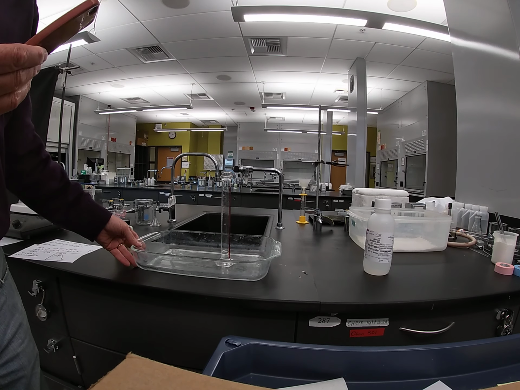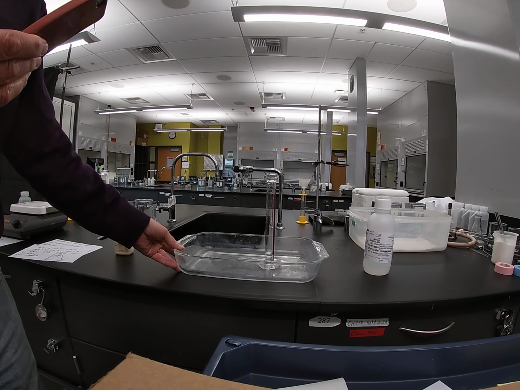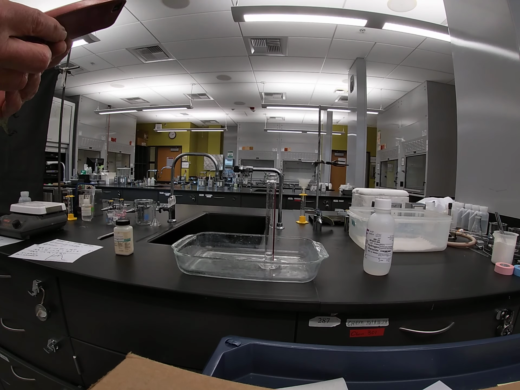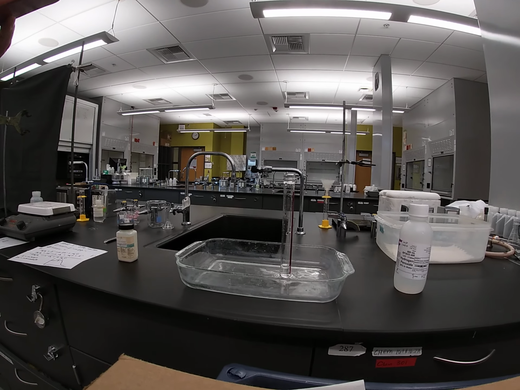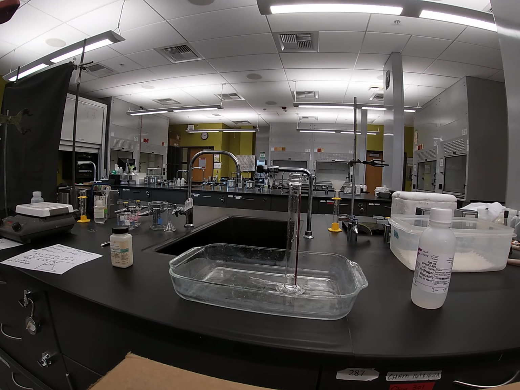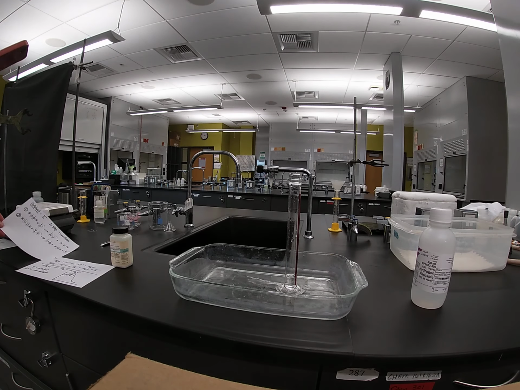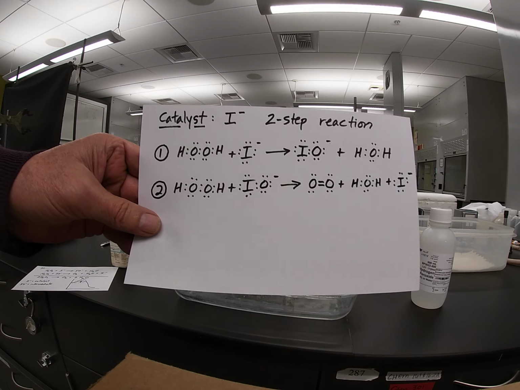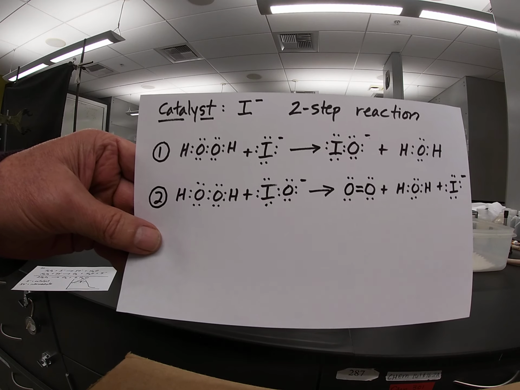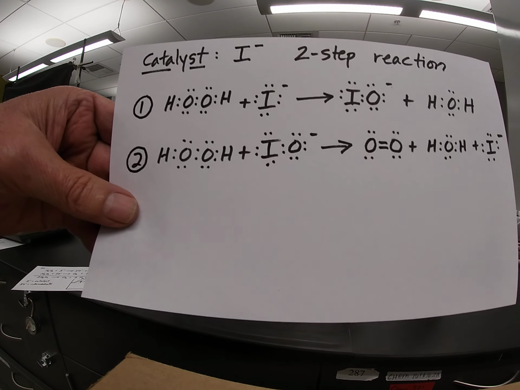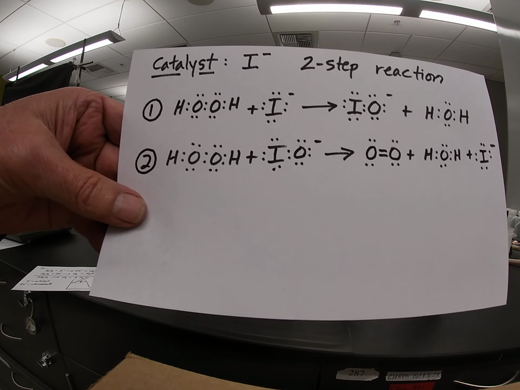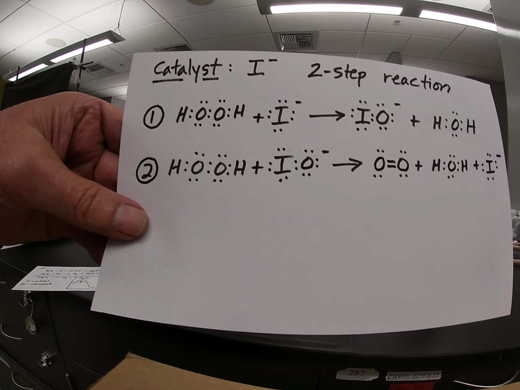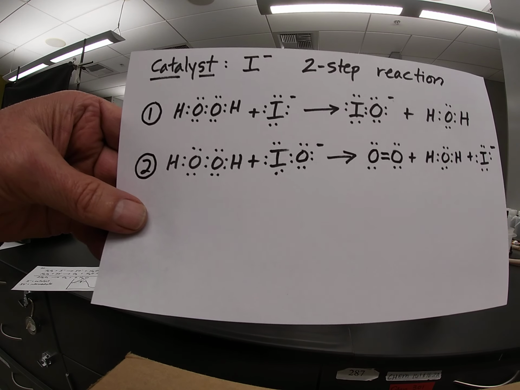I'm moving the reaction vessel into a containment vessel in anticipation of exciting things to happen. In this instance, the catalytic component is, believe it or not, simply the iodide ion. And although this is a little bit more complicated graphic here, it shows you that the iodide ion participates in a two-step reaction.